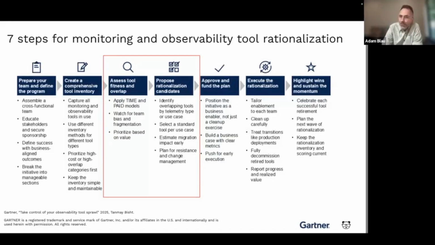How do you assess the tool fitness? How do you propose, in a data-driven approach, the candidates that can be optimized, that can be reduced, where you can reduce the consumption of those tools or even get rid of them in the first place? Easier said than done. And that is the purpose of today's webinar.